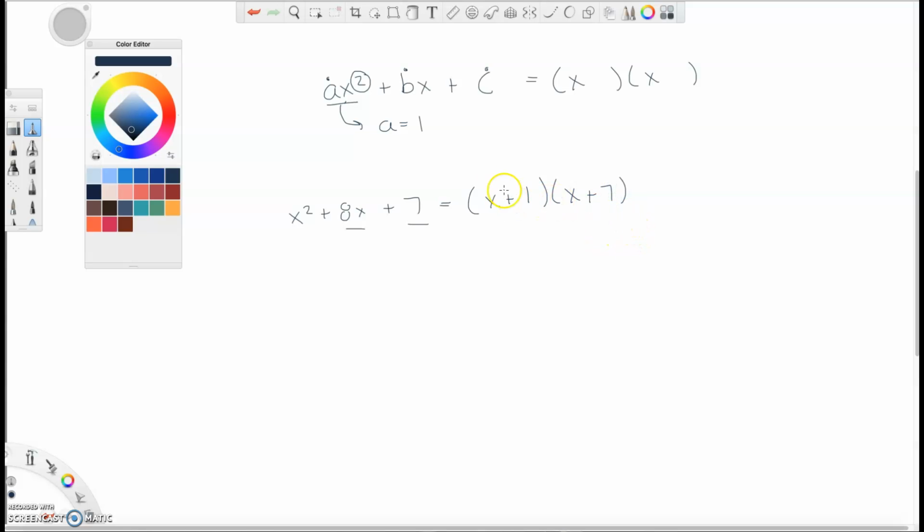Now we can always check our work by multiplying these out, and we should return this answer, and in fact we will. But now let's actually go through the second method, which, if you are all familiar with it, we call the box method.